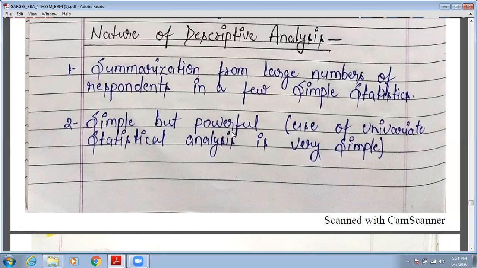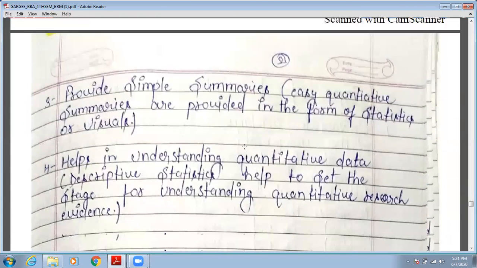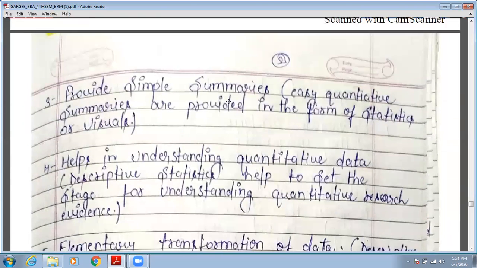Okay, so आप descriptive analysis के थ्रू जो भी डेटा आप ग्राफ के थ्रू या न्यूमेरिकल टर्म में रिप्रेजेंट करेंगे, ऑल दो सिंपल होगा पर पावरफुल होगा. Use of univariate statistical analysis is very simple. Third is provide simple summarize. So through descriptive analysis, you provide a simple summarization.